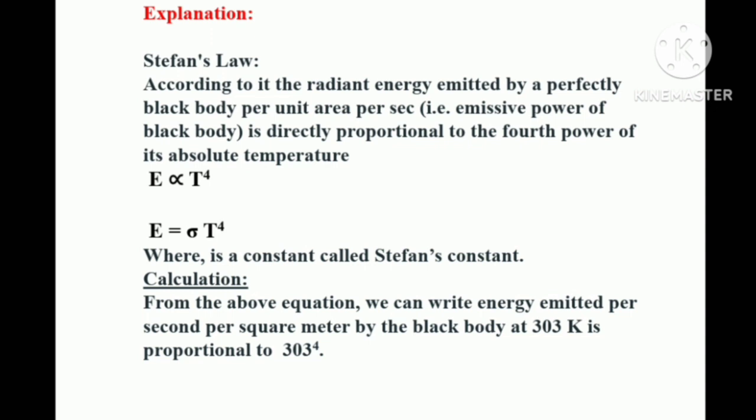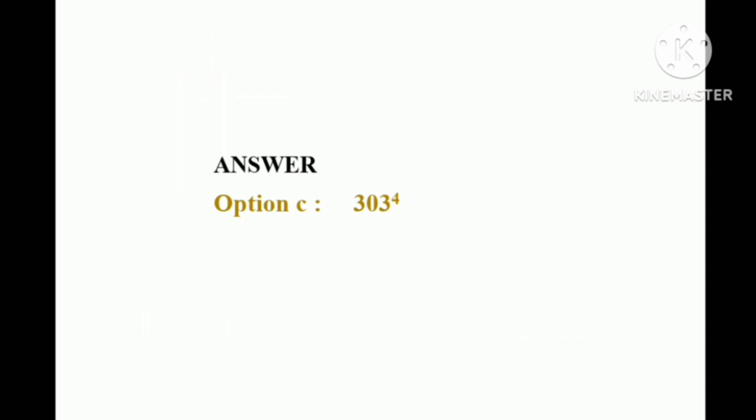Based on Stefan's law, we can write that the energy emitted per second per square meter by the black body at 303 Kelvin is proportional to 303 to the power 4. The correct answer is option C, 303 to the power 4.